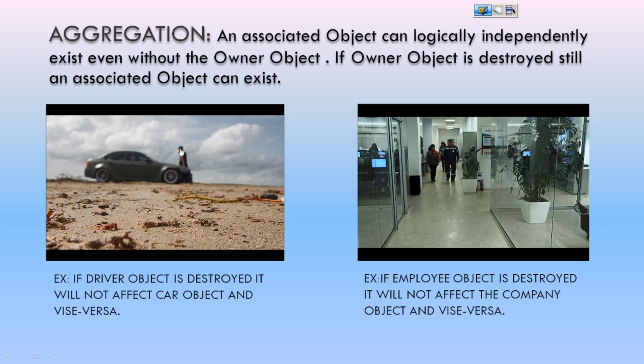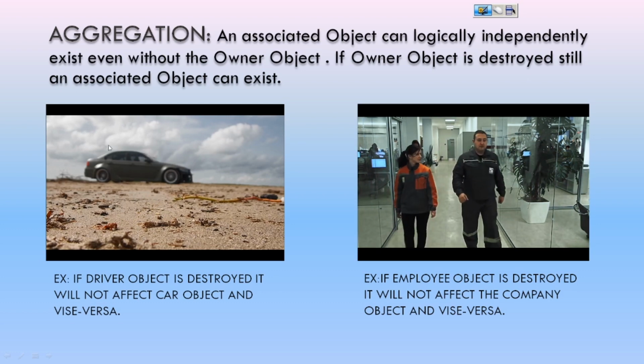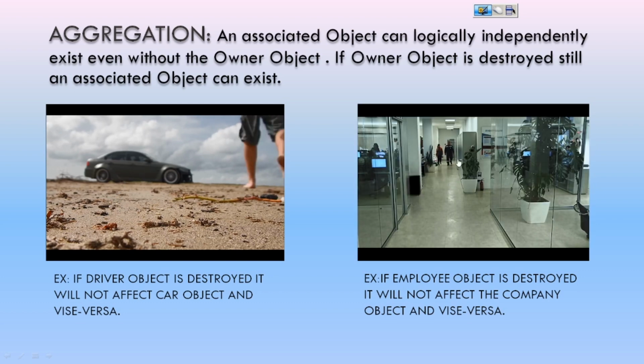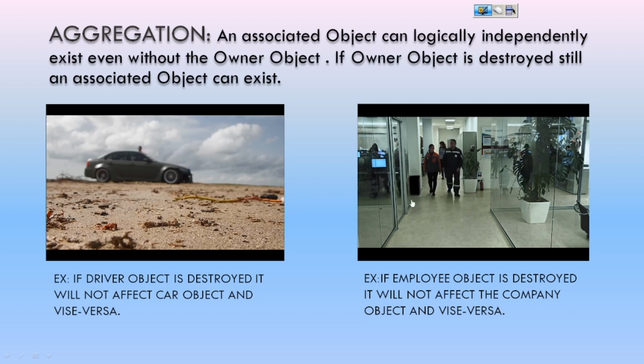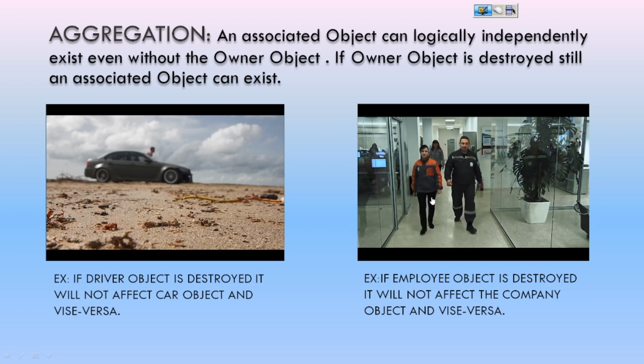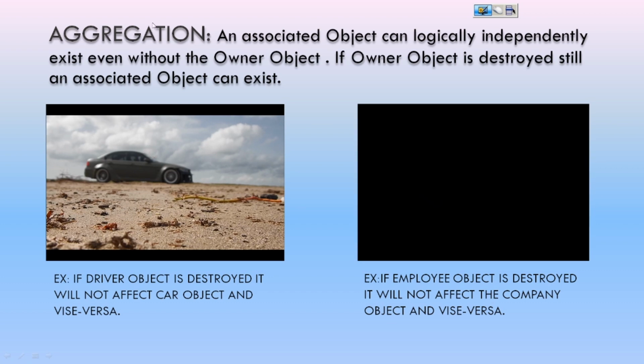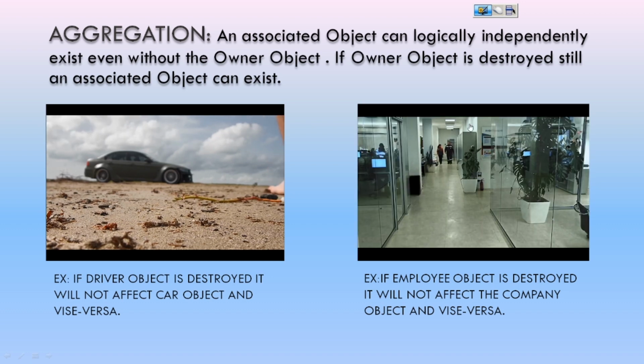Now if the driver object gets destroyed, the car object will still be there, or if the car object is destroyed, the driver object is still there. And in the second video, you see these employees in the office. Now if the employee object is destroyed, the company will not be changed, and if the company is destroyed, the employees will not get destroyed.